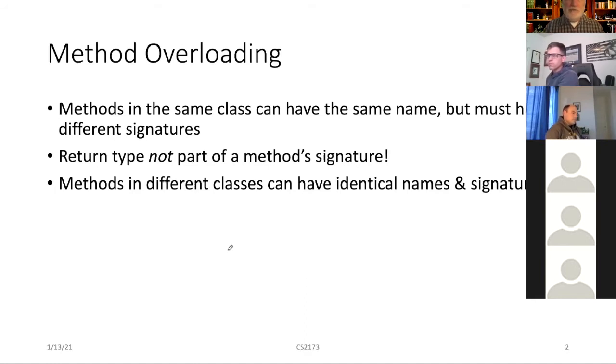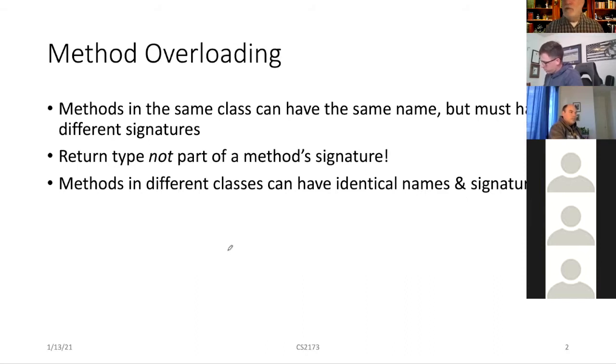Now, one of the little gotchas here is that the return type is not part of the signature. This word signature is a keyword when it comes to referring to Java, in the sense that a signature is a very specific term. A method signature is the list of types that you call it with. So a method with no arguments has an empty signature. A method that you call with a string has a string signature.